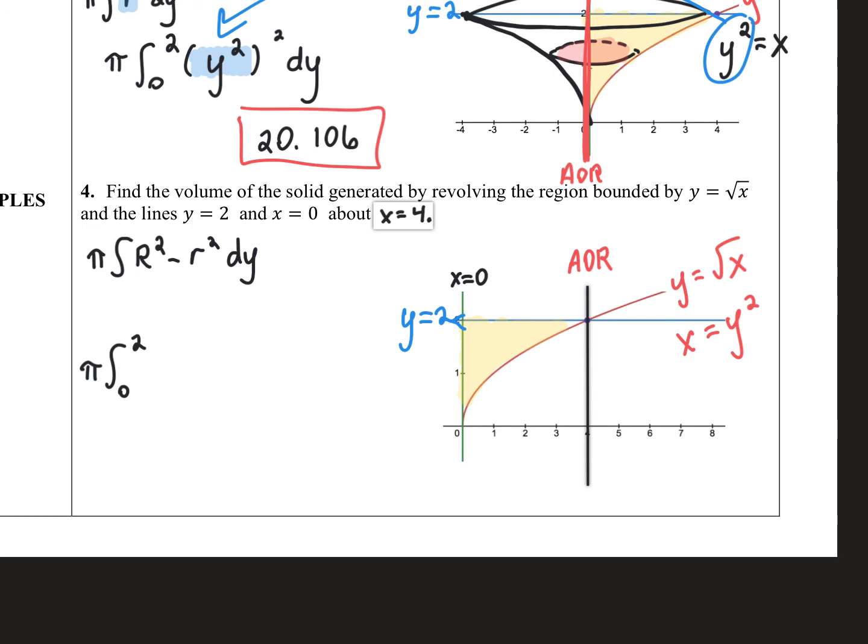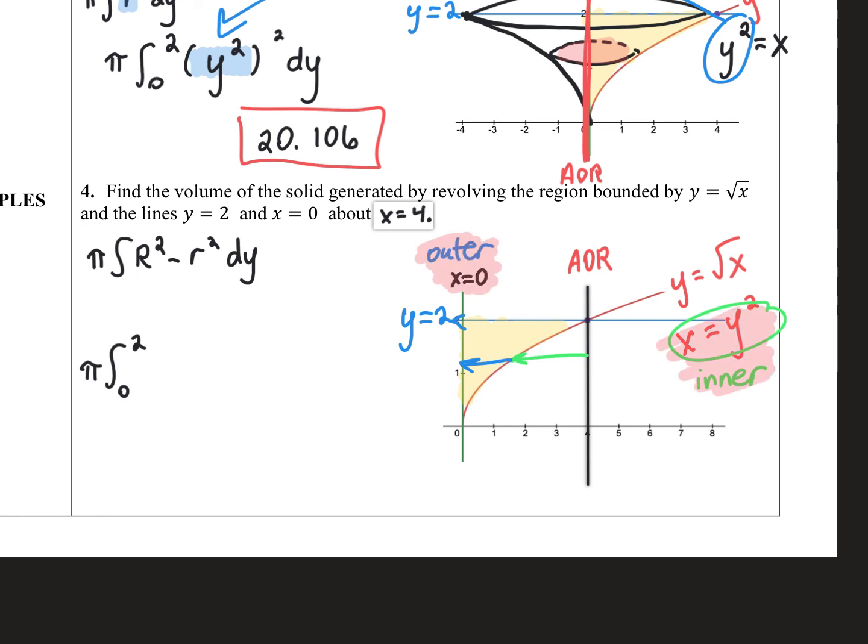So let me figure out who inner and outer is. As I start at the axis of rotation and move toward my shaded region, I hit this graph first. That tells me that is inner. And as I keep going, I hit x equals 0. So that means that one is my outer function.